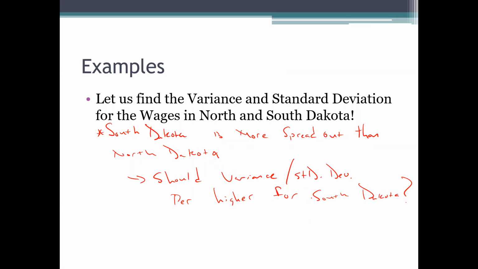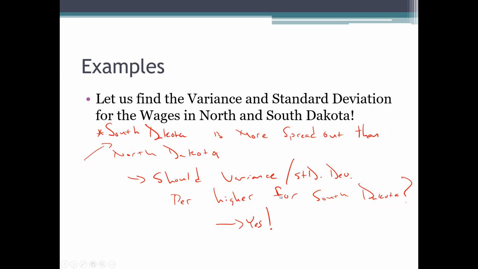So remember, you're trying to put a numerical value to the measure of spread for data. A larger value means it's more spread out. So when we do this for South Dakota, we should see that it's higher. Yes, it should be higher.